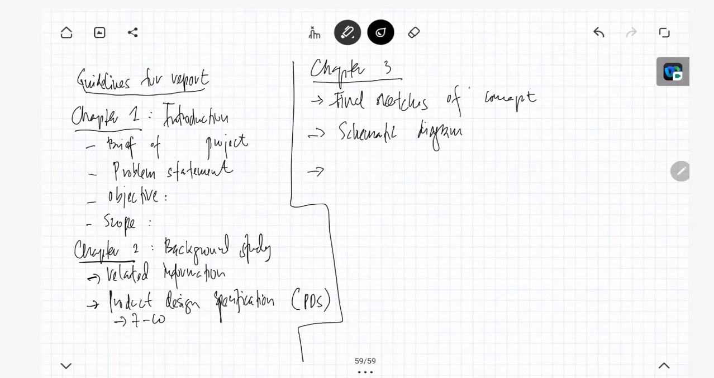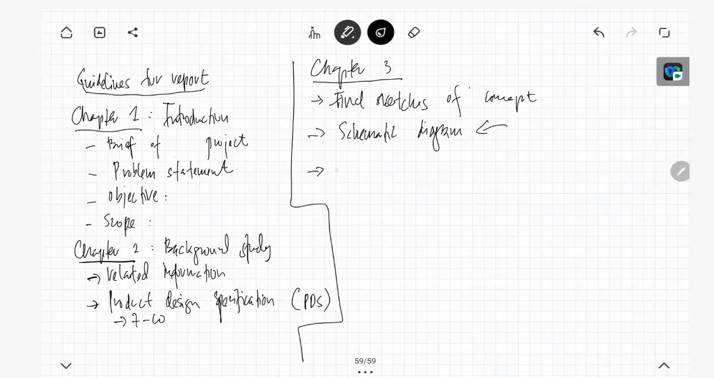Schematic diagram, then you start doing your calculations. For example, from the schematic diagram here, you will see you have divided the task among you. So it will be clear who's doing which parts. Then in the next one, start your calculations.